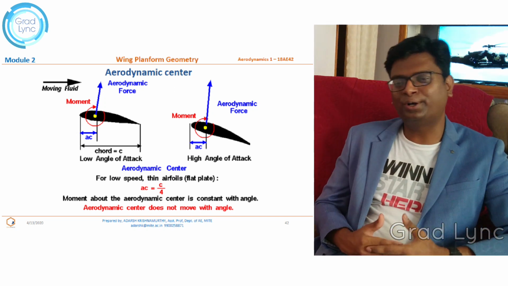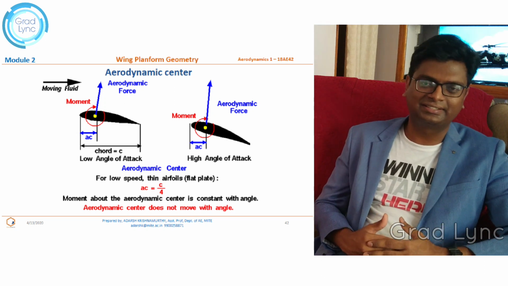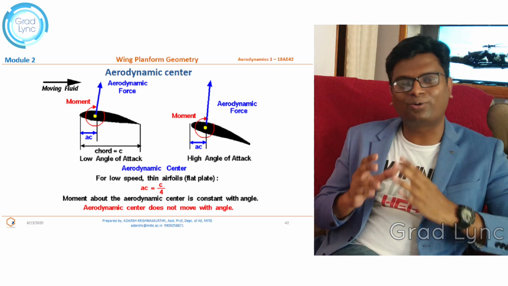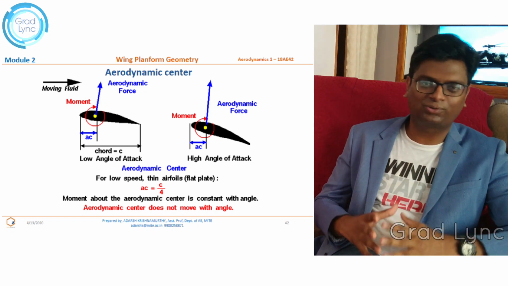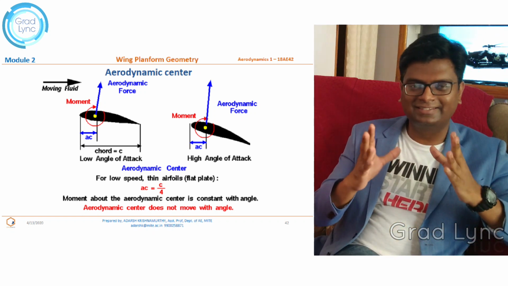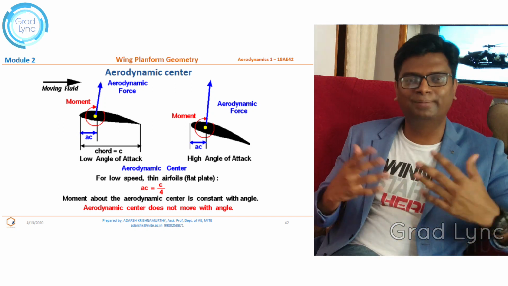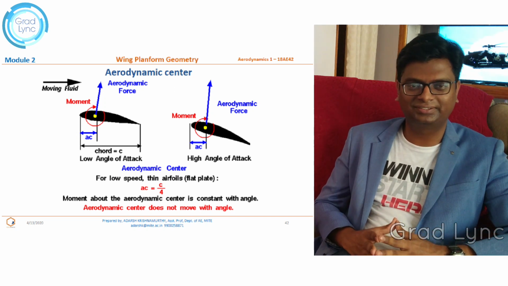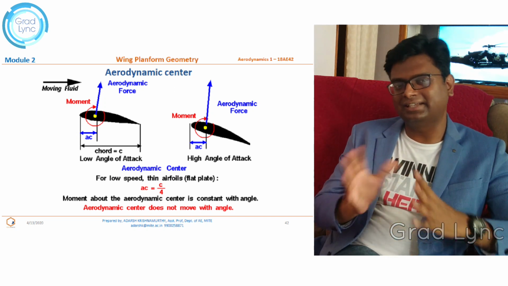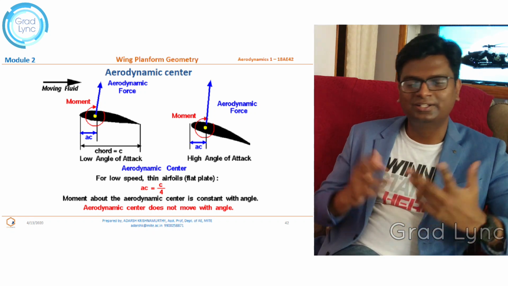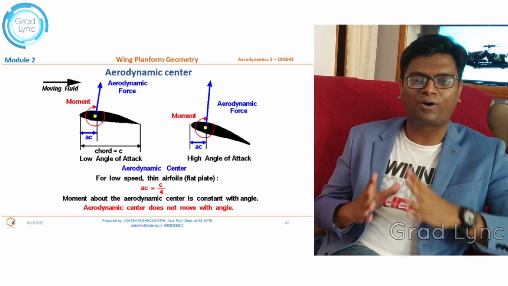Now, if you can recall, in previous lectures we discussed something about the quarter chord point, right? So this quarter chord point is the location of the aerodynamic center in most cambered airfoils. We assume that it is at around 25% of the chord, so that is nothing but the quarter chord point.